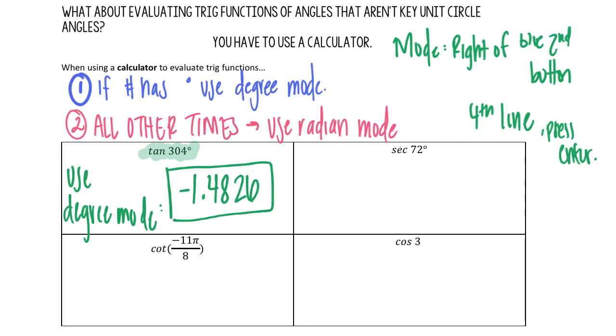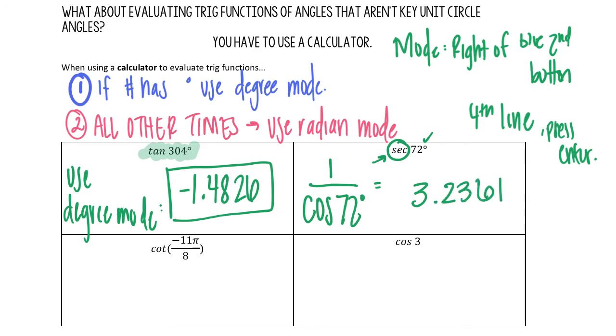Secant is not a button on your calculator, but secant is the reciprocal of cosine. So if you're finding secant on your calculator, you'll do 1 divided by the cosine of 72 degrees. We're going to keep it in degree mode because obviously we see a degree right there. So in your calculator, do 1 divided by cosine of 72. It's still in degree mode. You don't have to put in degrees or anything. And you should get 3.2361 if you've done it correctly.